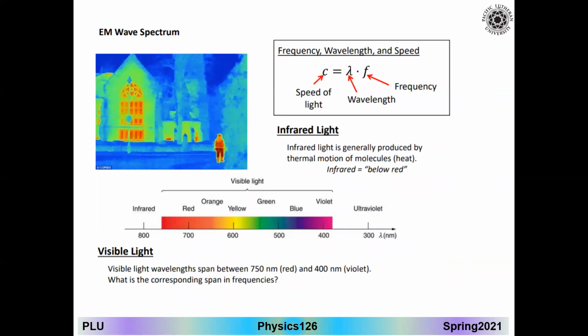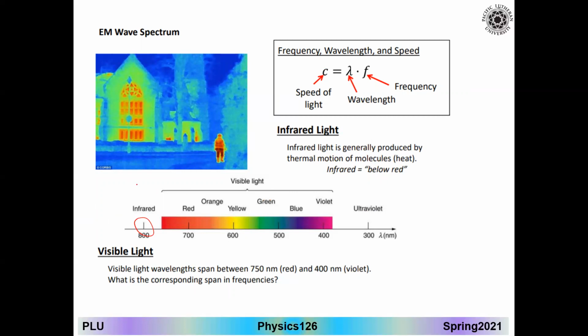Keep moving in the EM wave spectrum. Now we're moving to the infrared light. The infrared light is generally produced by the thermal motions of molecules, or usually by heating. Basically, infrared is located below the red wave, so that's why infrared means below red.